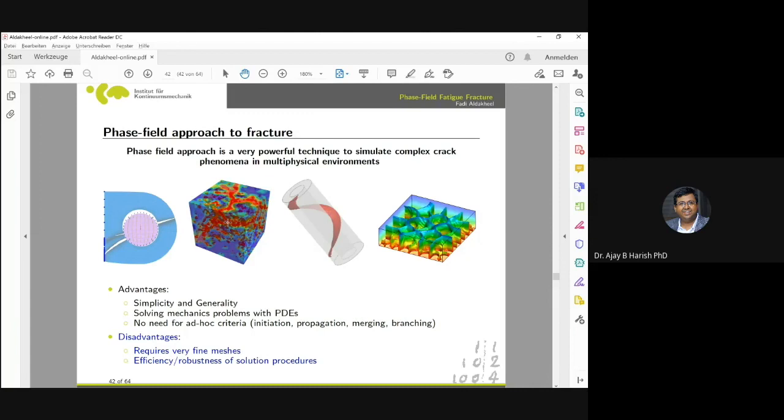So what you say is essentially, if I understand right, when we use the phase field approach, we don't have to have this initial notch or anything. No. It automatically takes care of that somehow. Remember, where do I have the notch in this problem?